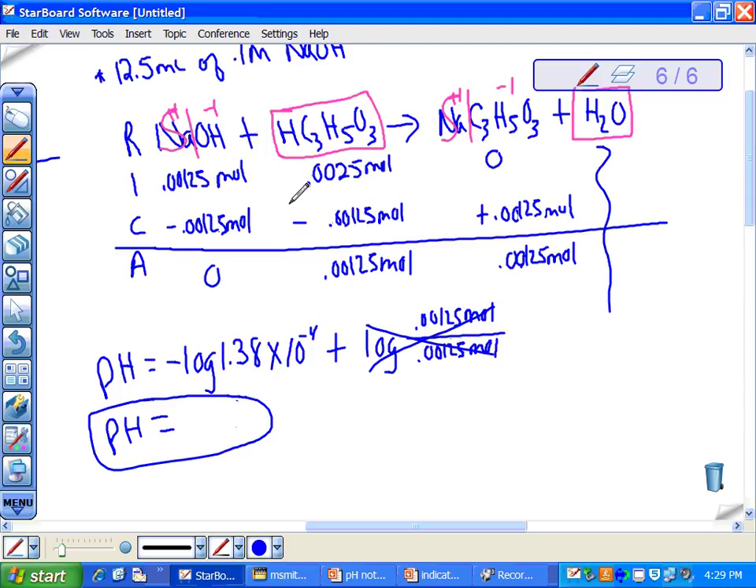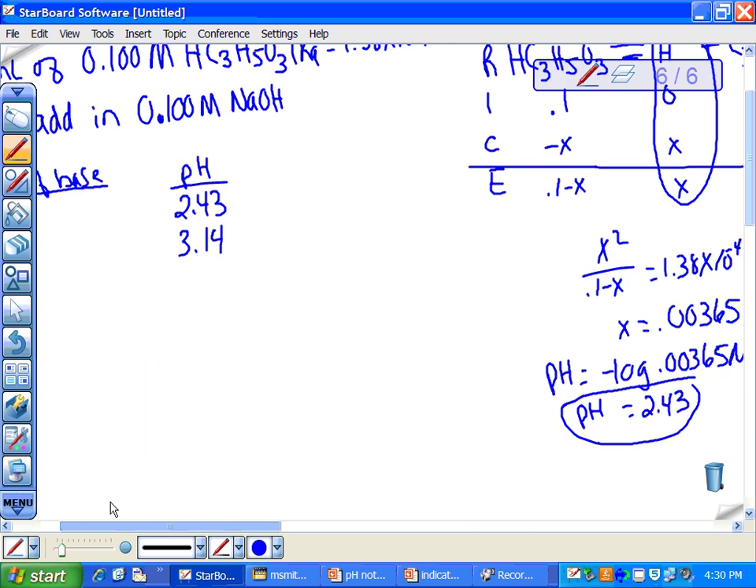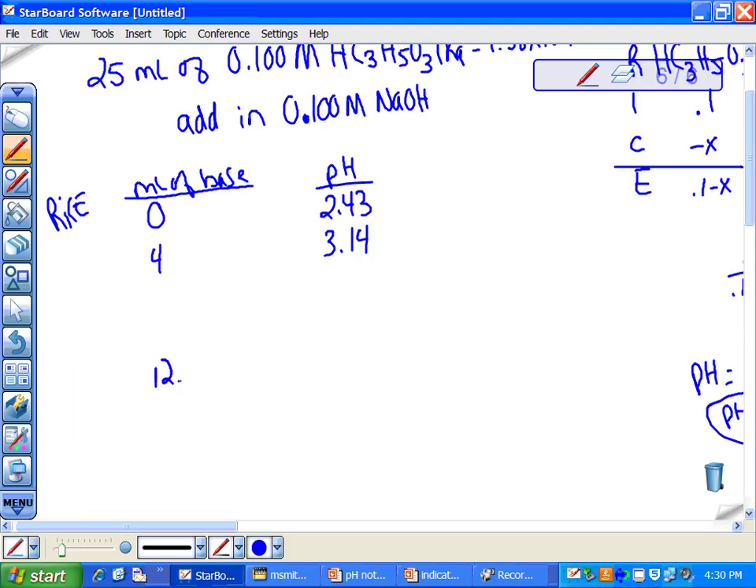You simply would not even need to do all this. If you can recognize, oh, that's midpoint, I could just take the negative log of the Ka, and you would simply find the pH of the solution there, and you would get 3.86. So back to our chart, you're going to fill in the rest, but 12.5 here, put a star by it because it's called midpoint, and it was 3.86. That's where the best buffering is going on at that point.